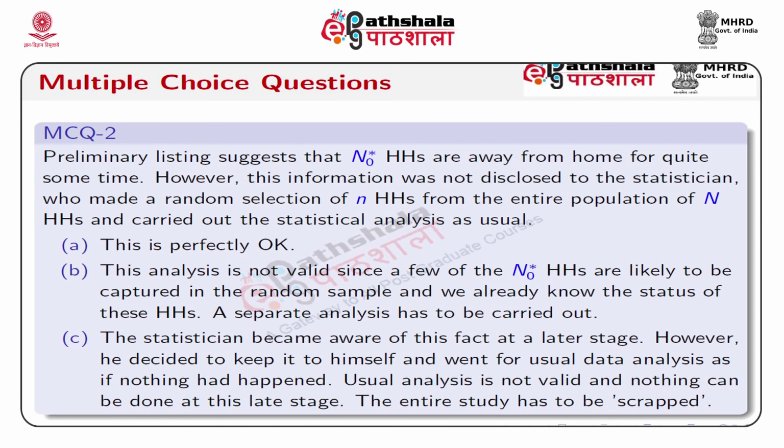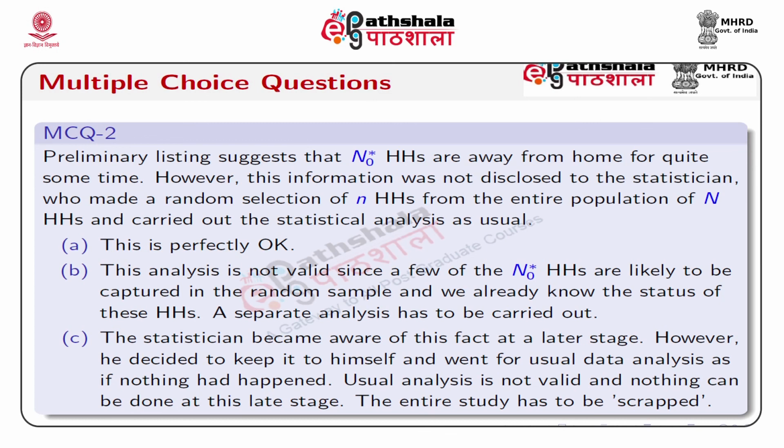Why is this a late stage? Because small n households have already been selected out of the big master list, and that knows of people that was not divulged to the statistician. So it says that the entire study has to be scrapped and one has to do it all over again. So please remember there is a D here; there are 4 options.